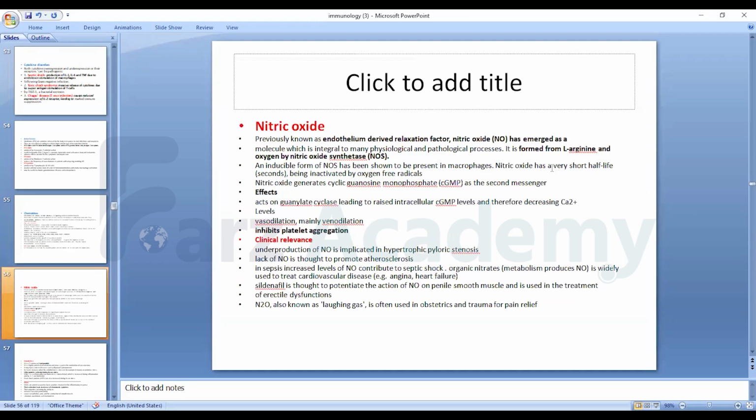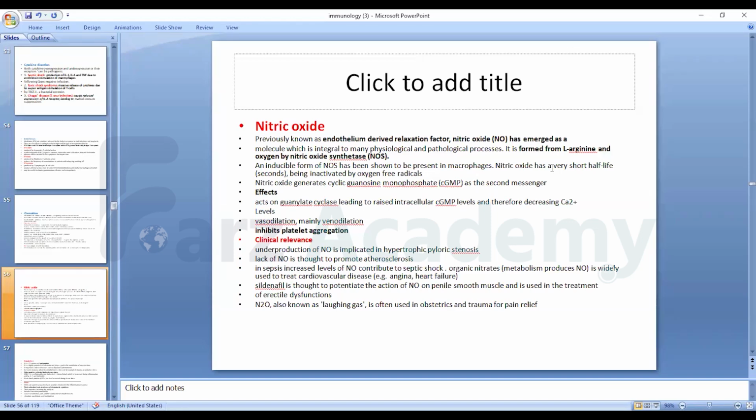Coming to nitric oxide. Nitric oxide was previously known as endothelium derived relaxation factor. Nitric oxide has emerged as a molecule which is integral to many physiological and pathological processes. It is formed from L-arginine and oxygen by nitric oxide synthetase. An inducible form of nitric oxide synthetase has been shown to be present in macrophages. Nitric oxide has a very short half-life, being inactivated by oxygen free radicals. Nitric oxide generates cyclic guanosine monophosphate. cGMP is the second messenger.